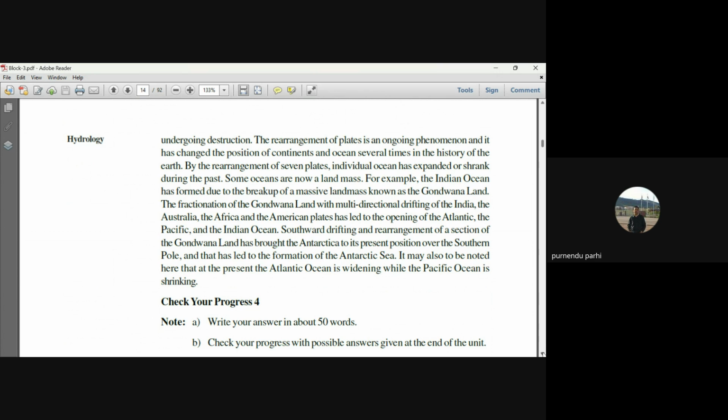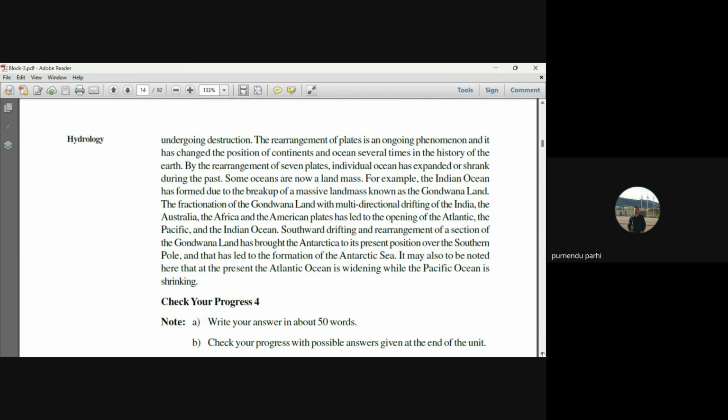By the rearrangement of the seven plates, individual oceans have expanded or shrunk during the past. Some oceans are now a land mass. For example, the Indian Ocean has formed due to the breakup of a massive land mass known as Gondwanaland. The fragmentation of the Gondwanaland with multidirectional drifting of India, Australia, Africa, and the American plates has led to the opening of the Atlantic, the Pacific, and the Indian Ocean.